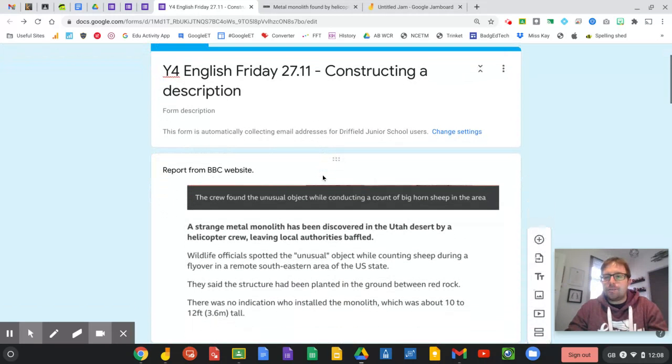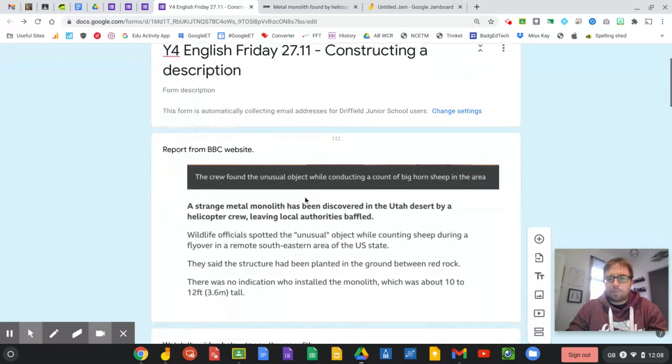Now, there's been a news report this week about a strange monolith, a sticking up object, that has been discovered while some people in Utah were counting bighorn sheep. So it's a really remote part of Utah. They've discovered this strange metal monolith sticking up out of the ground. So we're just going to quickly watch the video of them discovering it together, because that's going to be the prompt for our writing today.